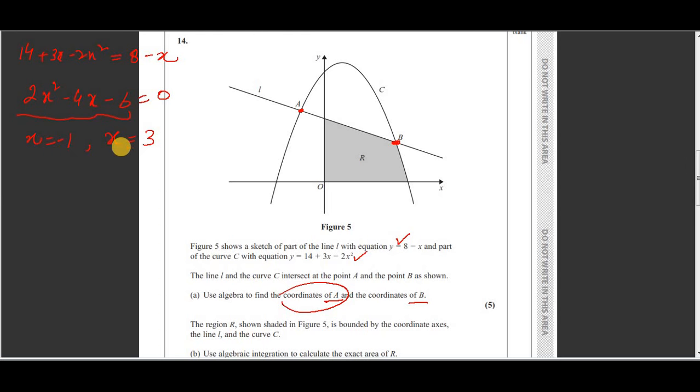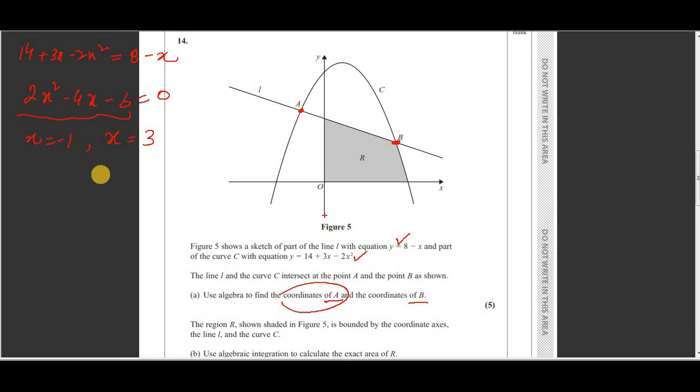And clearly these are the x coordinates of the 2 points A and B. If you see the graph, x equal to minus 1 is the x coordinate of the point A and x equal to 3 is the x coordinate of point B. But you need to find the coordinates, meaning x and y. How do you find x and y? You need to put these two values in any one of the equations, either the equation of the parabola or the equation of the line. Of course the line is a linear equation, so it's easy to solve.